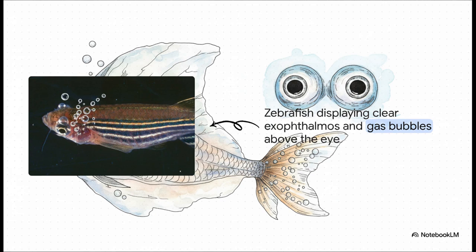You'll often spot what looks exactly like little champagne bubbles embedded in the fins. Another major red flag is exophthalmos. That's severe, bulging eyes, caused by the gas pressure building up behind the eye globe itself.